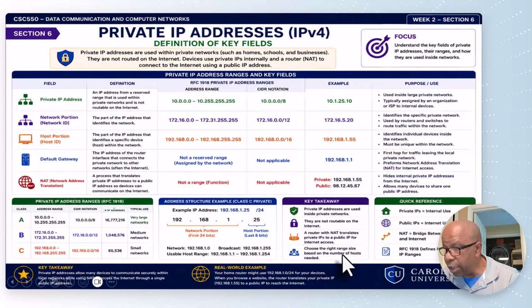Choose the right range size based on the number of hosts needed. That's whether you want a Class A; well, the average person is not going to get a Class A, or probably Class B unless you're a big company. But again, look at that as far as maybe when you're breaking things out into subnets: how many devices am I going to need to take care of or be connected to a given network or a subnetwork?